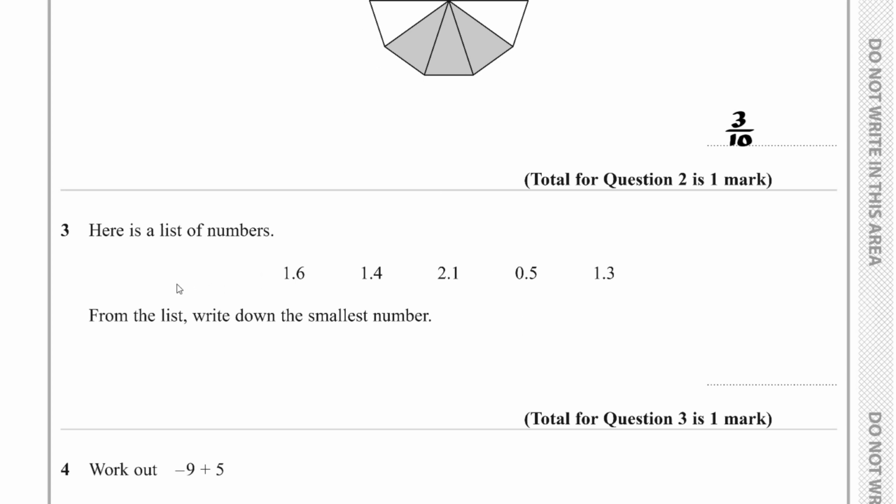Question number 3. Here is a list of numbers: 1.6, 1.4, 2.1, 0.5, 1.3. From the list, write down the smallest number. Well, the smallest number is the 0.5.